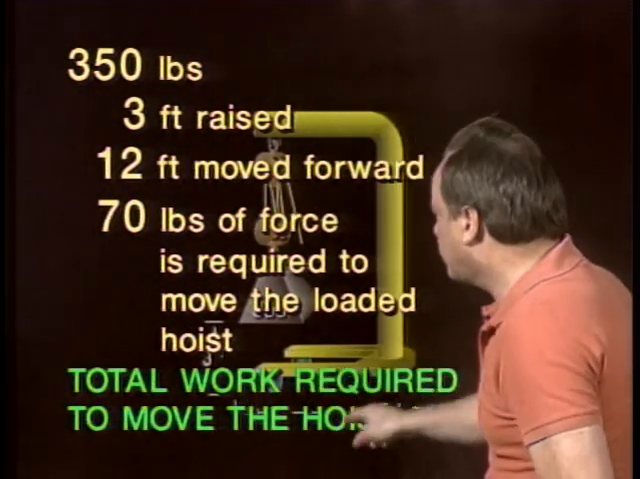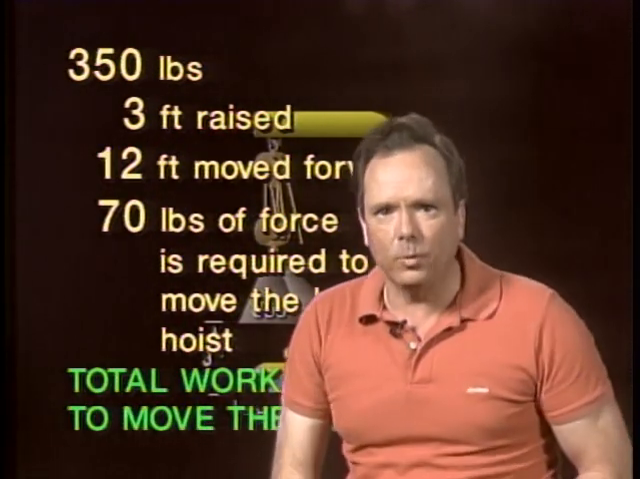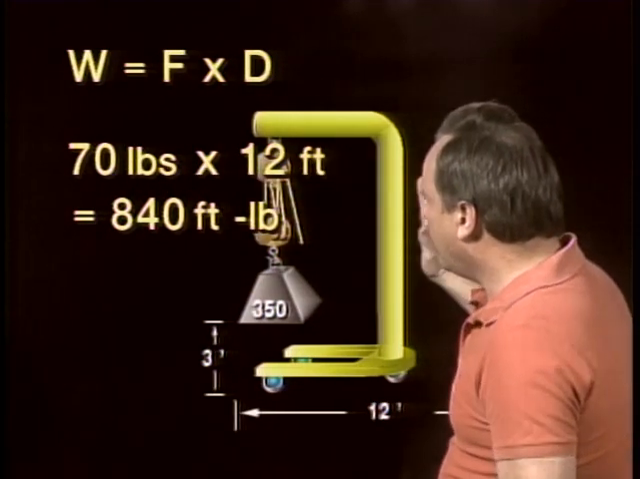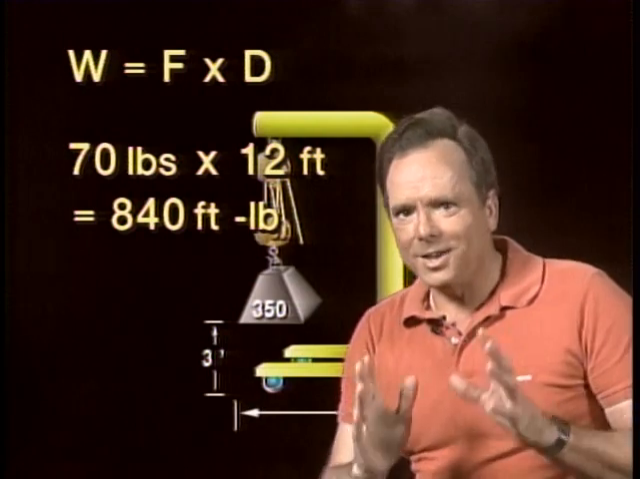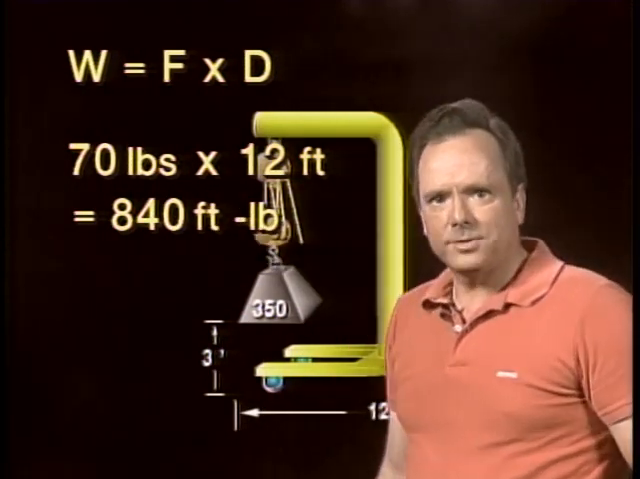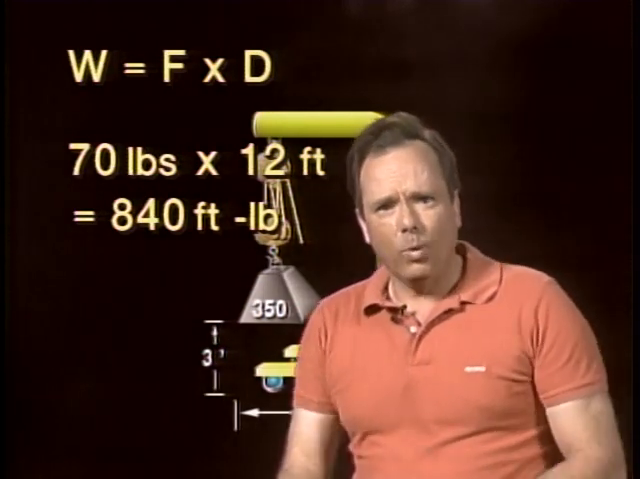So the total work to move the hoist is going to be, using our formula like this, 12 times 70, or 70 times 12. And so the work involved in moving the hoist, and once again, make sure you read the question, is 840 foot-pounds. So now you and I know everything there is to know about work. What in Sam Hill is power?